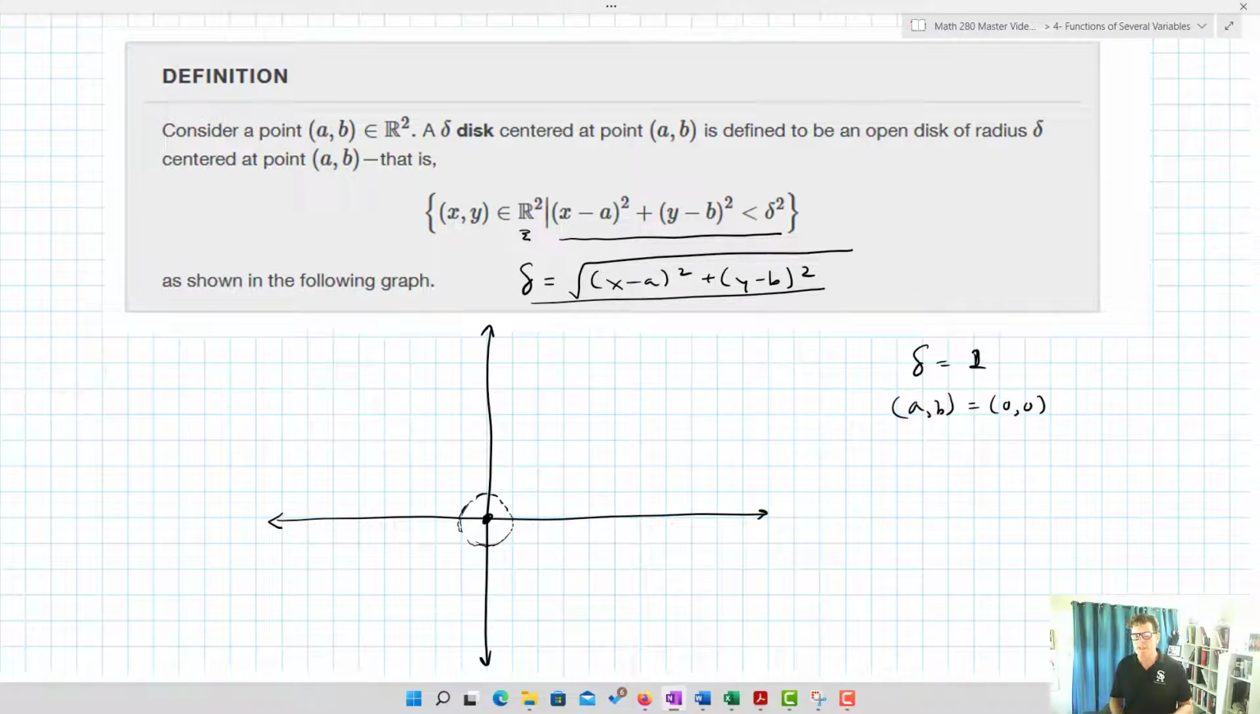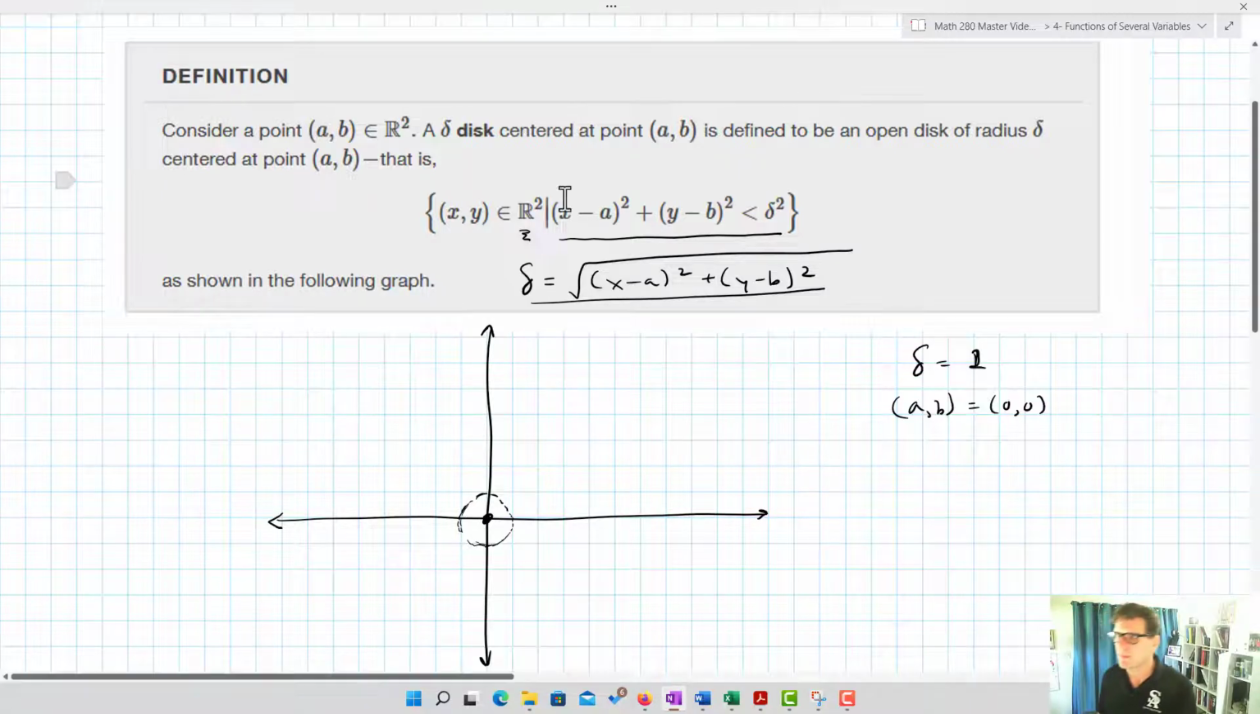But for our purposes, we just want to get the idea that I can make this as small as I want to or as big as I want to, okay? And then I'm basically going to have everything that's within that open boundary. All right, so everything that's within here, okay?